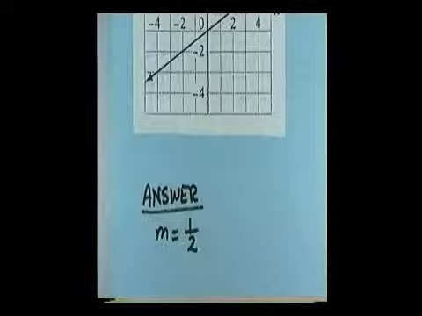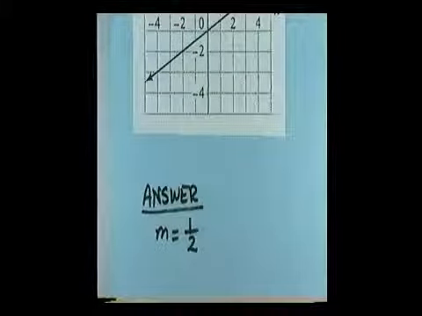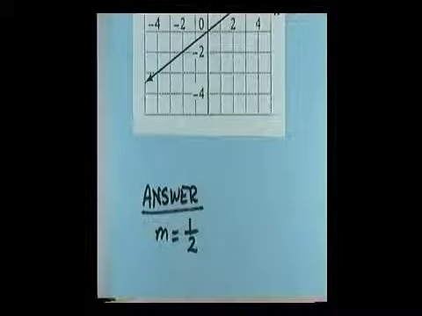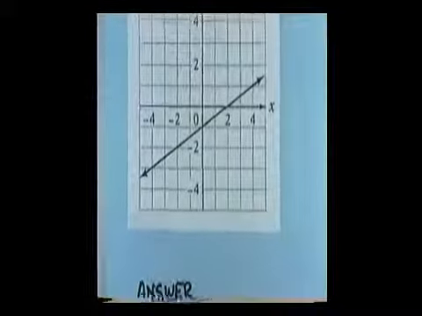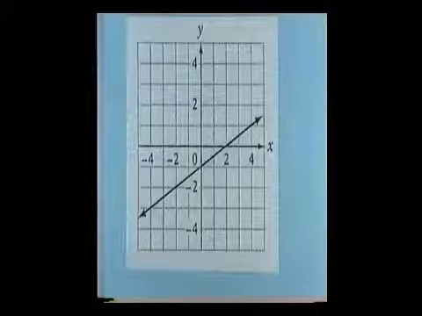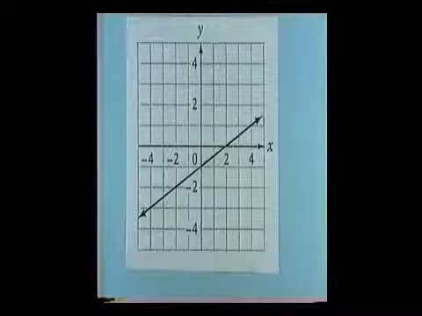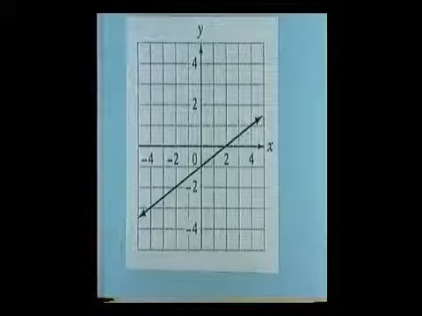Your answer should be 1/2. The slope is 1/2. If you had trouble copying the line, here it is once again. See if your points will give you the slope of 1/2.